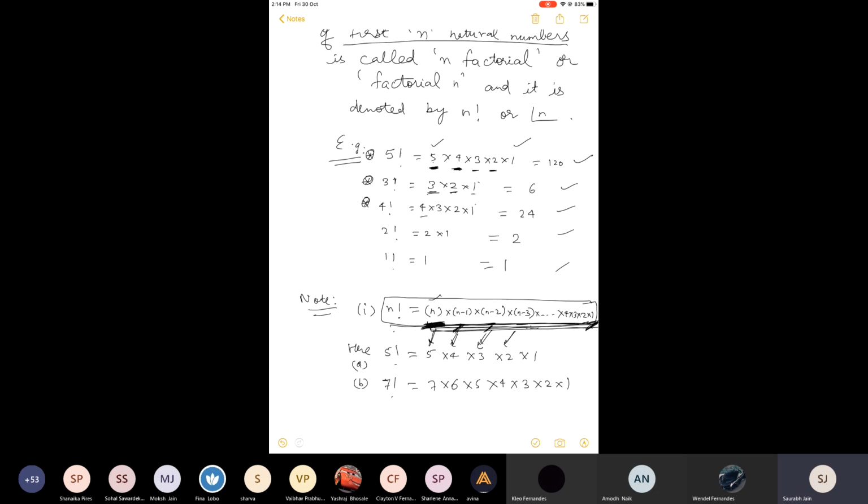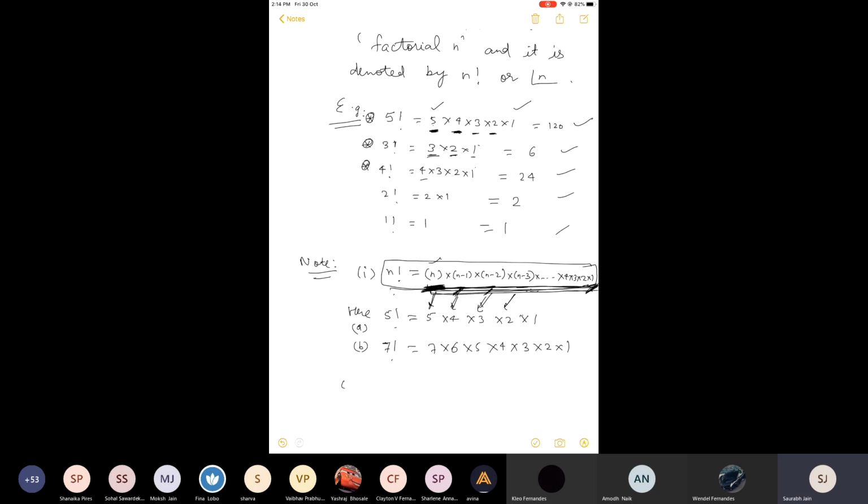So till now, what we have learned is just the definition of n factorial. Now based on this, I will be writing some results. Let me take an example first and then I will generalize it.